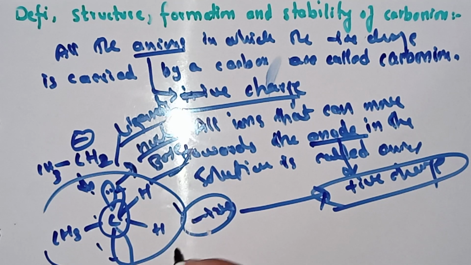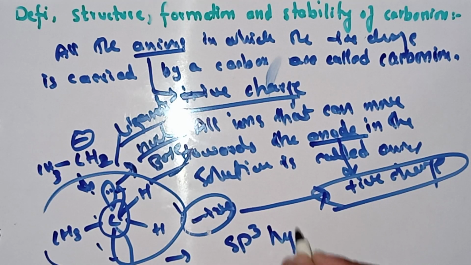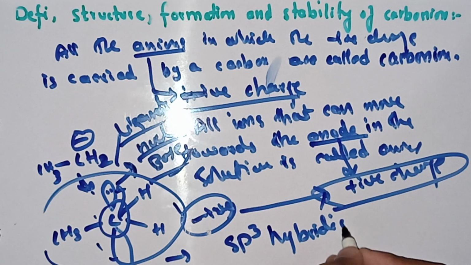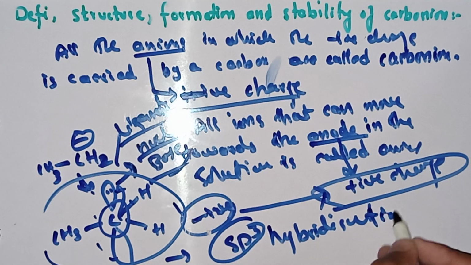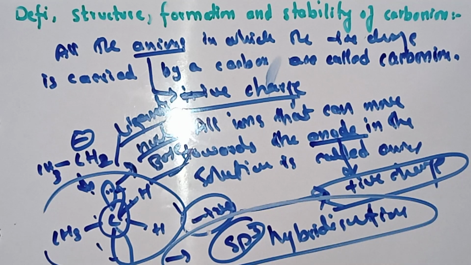Also, carbanion has sp3 hybridization, because here one lone pair is present and three sigma bonds are present, so sp3 hybridization will be formed. These are the hybridization, structure and definition of carbanion.